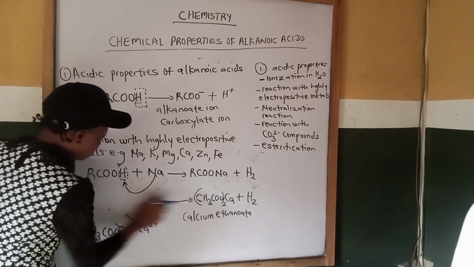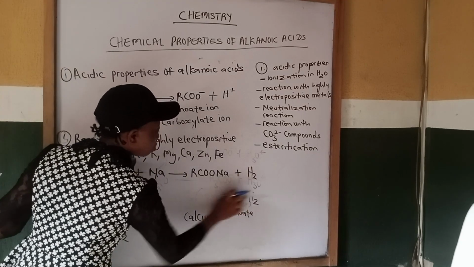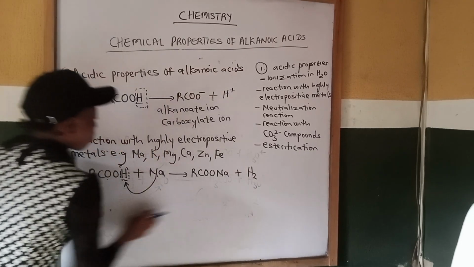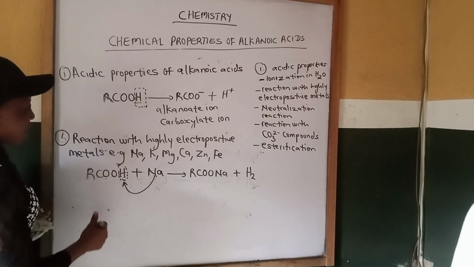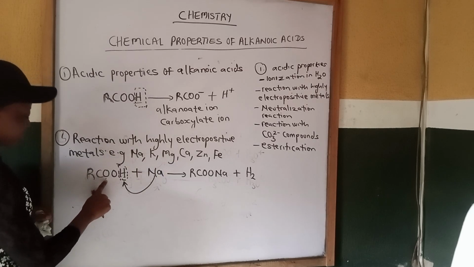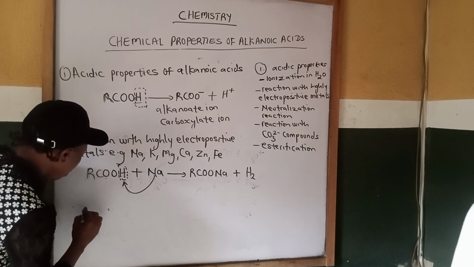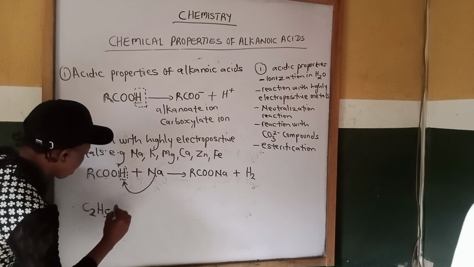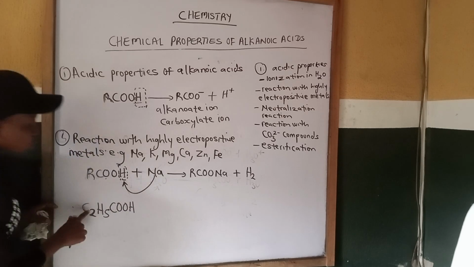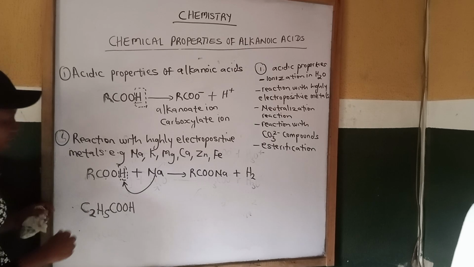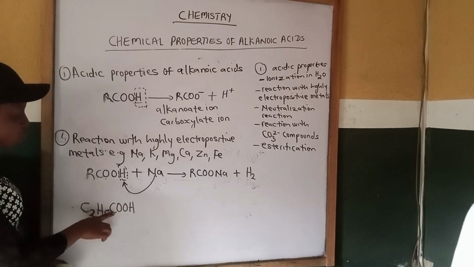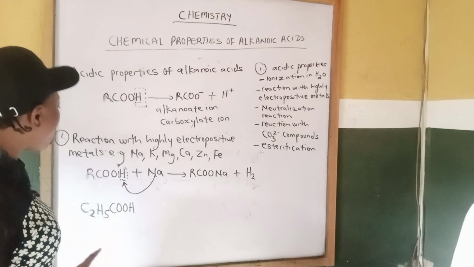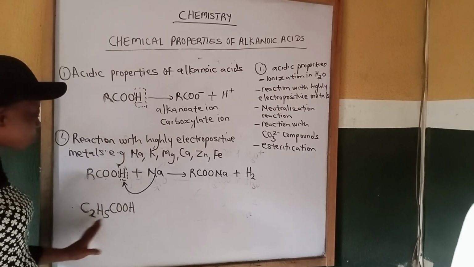Let's take another example. I'm going to use another metal and another alkanoic acid, another member of alkanoic acid. Let me use CH3, let's use C2H5COOH, which will be the third member of alkanoic acids, because we have two carbon atoms here plus one here. That is three carbon atoms. An alkanoic acid with three carbon atoms is called propanoic acid.